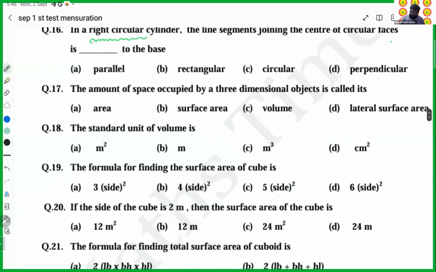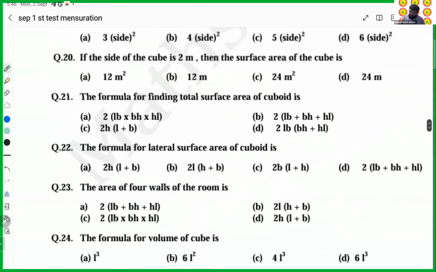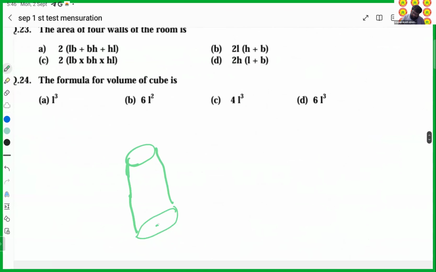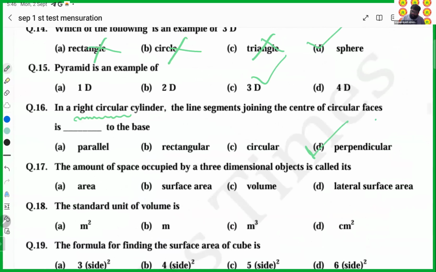Suppose this is the center of the circular face, and this is the center of the other circular face. If I drop a perpendicular line from these two, this would be perpendicular to the base or not? Yes, sir. So the answer itself is perpendicular. And it is clearly mentioned in the question: right circular cylinder.